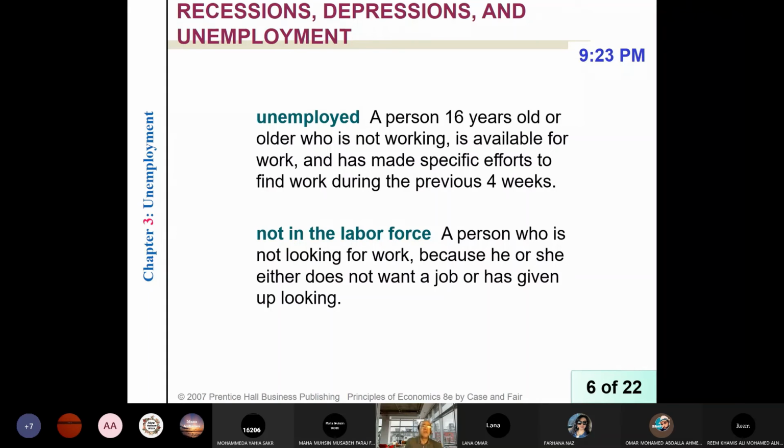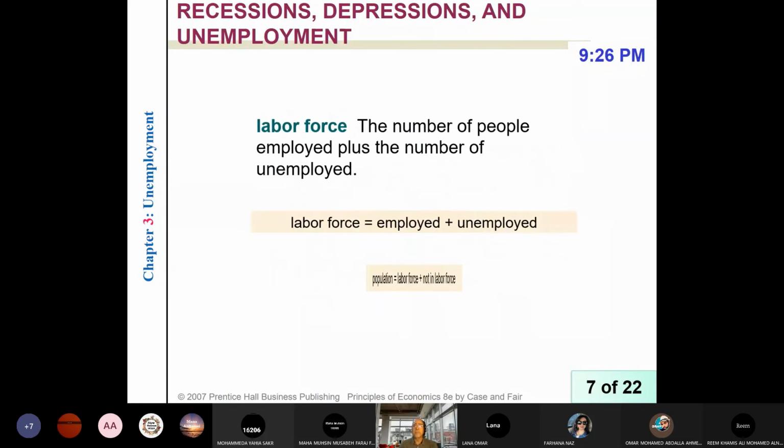Somebody is in jail. He cannot get a job right now. Or my wife is a housewife. She doesn't want to work. She likes to serve her family, so not in the labor force. What is labor force? Employed plus unemployed.